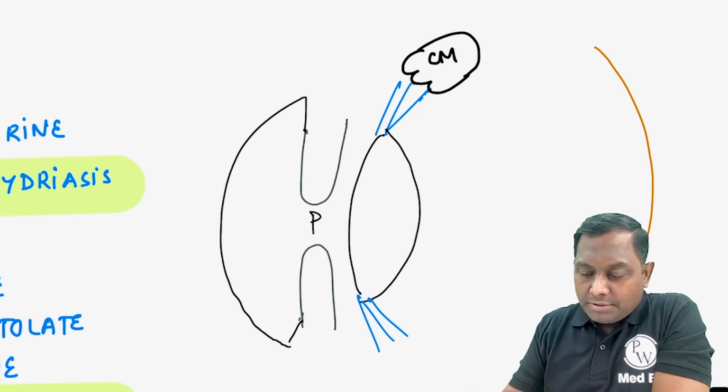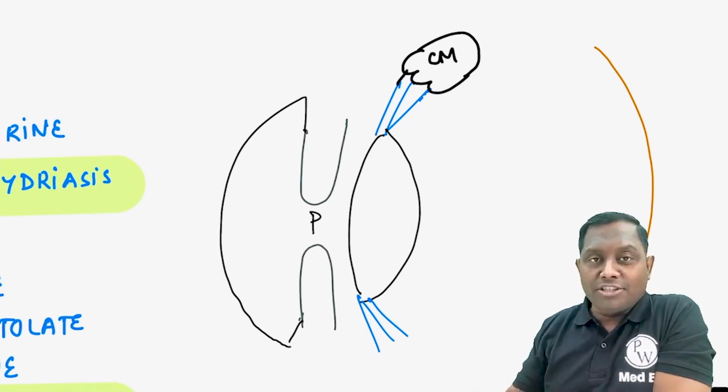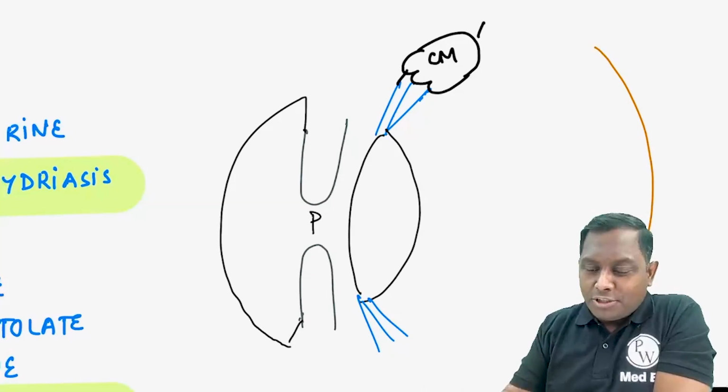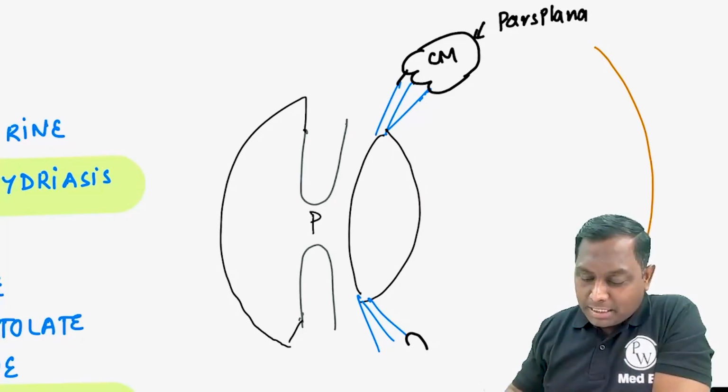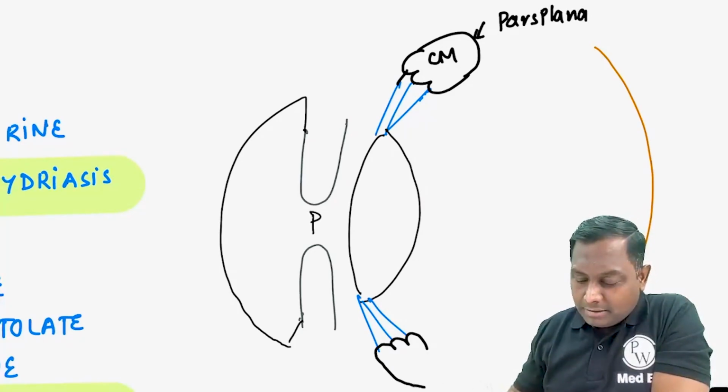This is CM, meaning ciliary muscle. The anterior finger-like projection is the pars plicata and the posterior plane structure is the pars plana. Pars plana, and the anterior finger-like projection is called pars plicata.